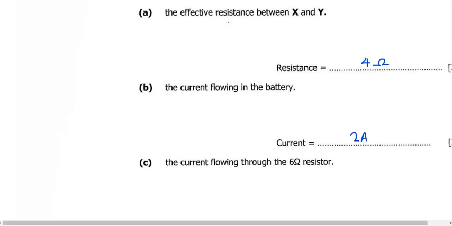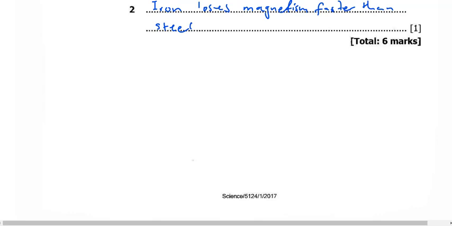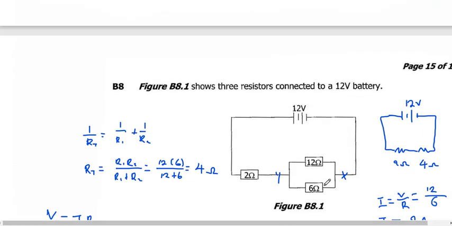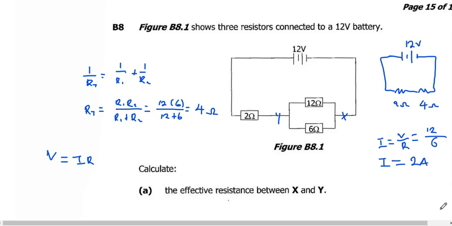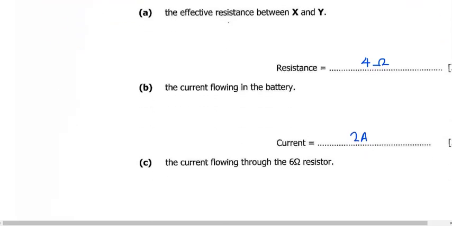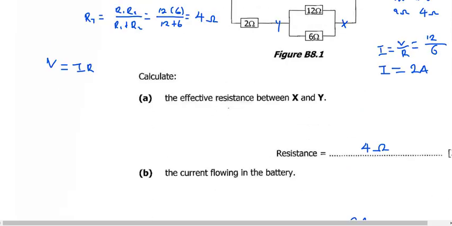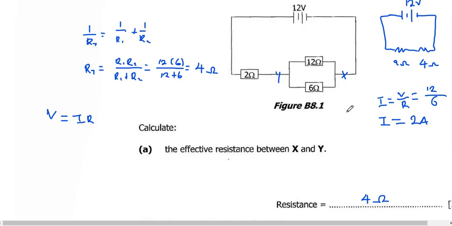So to find the current in the 6 ohms resistor, we first need to know the voltage there, and that will help us to know the current that is flowing through the 6 ohms resistor. So firstly, what we need to find is the voltage going through the 6 ohms resistor. Now, how do we find the voltage through this resistor, which is 4 ohms?